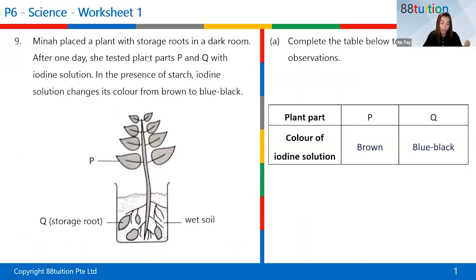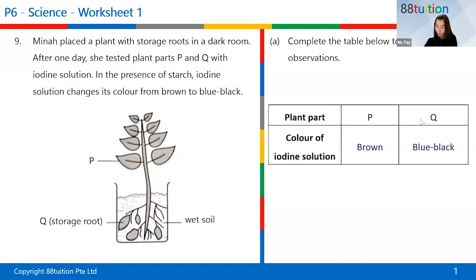Last week, we stopped at question 9. We completed 9A and 9B. So just to recap your memory, Mina placed a plant with storage roots in a dark room. So this is the plant inside this particular beaker. There's wet soil, and then there is this Q, which is the storage root. Now, after putting it in the dark room for 1 day, she tested plant parts P and Q with iodine solution. So in the presence of starch, iodine solution changes from brown to blue-black.